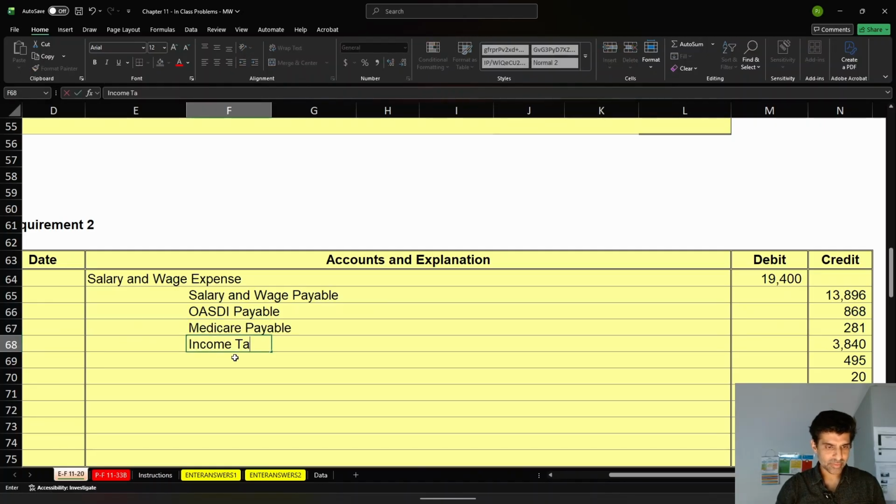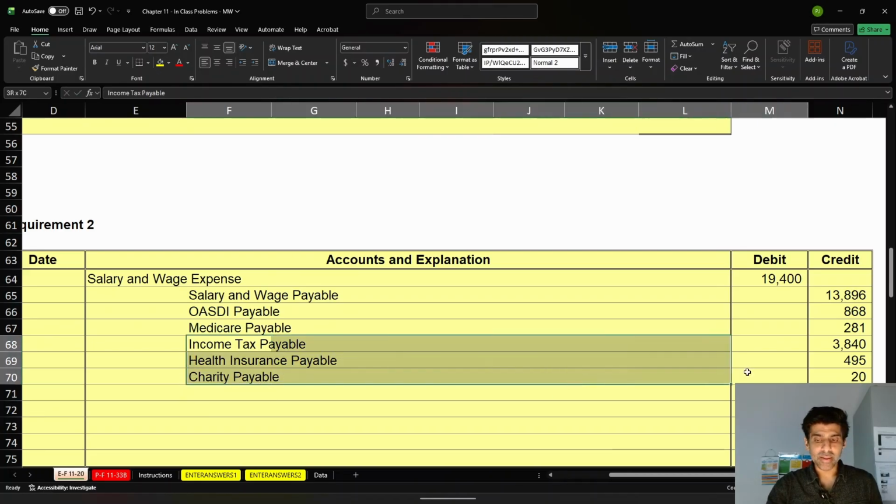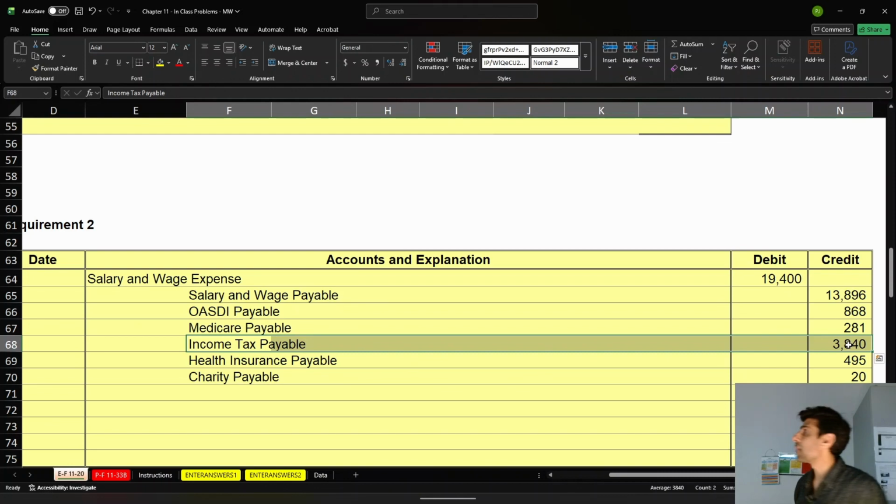This is income tax payable. This is health insurance, and this is charity. Okay. And again, let's not be confused here. This is not my business's income tax, because there will also be a tax expense for my business on its income. This is the income tax payable that the employee owes the IRS. Okay, so make sure you're very explicitly clear about that in your head.